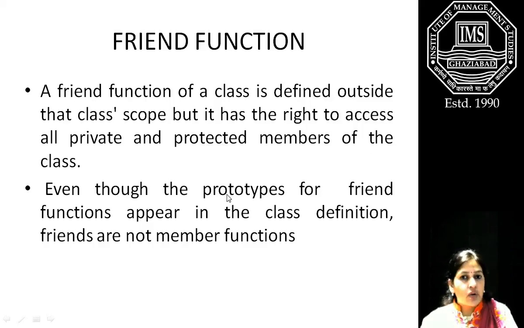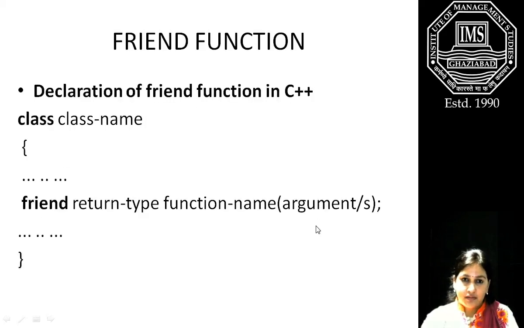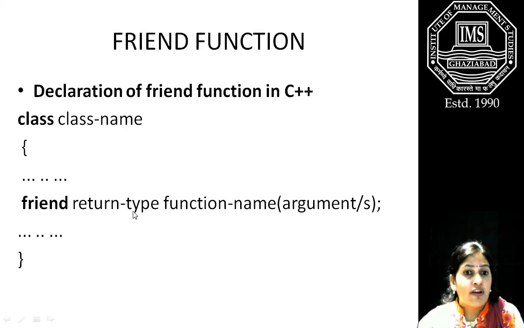Only the declaration or prototype of a friend function appears in the class definition, but friends are not member functions. Declaration of a friend function looks like this: we write the class name, then inside the body of the class we write the keyword friend, then the return type, function name and arguments. That means after writing the keyword friend, we simply write the header of the function. Now when we define the friend function outside the class, we don't need to write the friend keyword again.